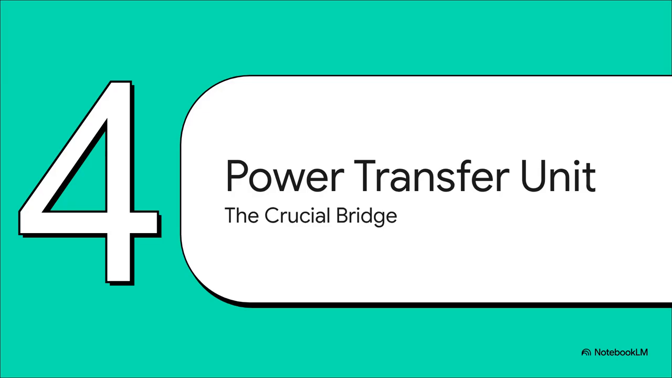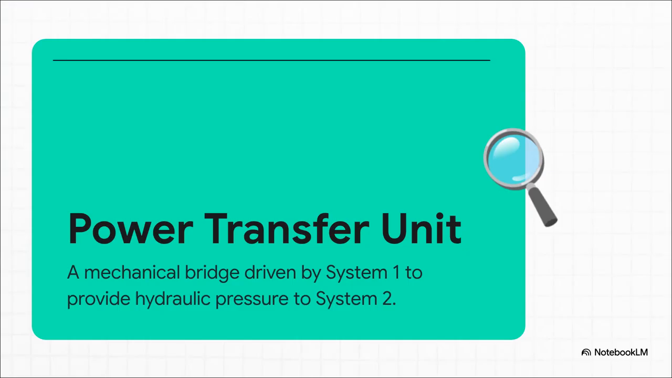Which brings us to Section 4, the Power Transfer Unit, or PTU, the crucial bridge. This is an absolute favorite topic for check ride examiners, so pay attention. By definition, the PTU is a mechanical bridge. It consists of a hydraulic motor installed in System 1 that securely connects to and drives a hydraulic pump inside System 2. So the crucial takeaway here is that the PTU transfers mechanical power, not fluid. There is absolutely zero fluid mixing between the two systems.